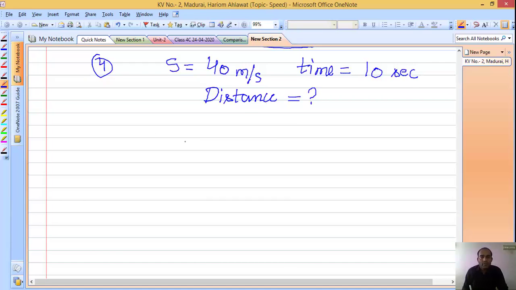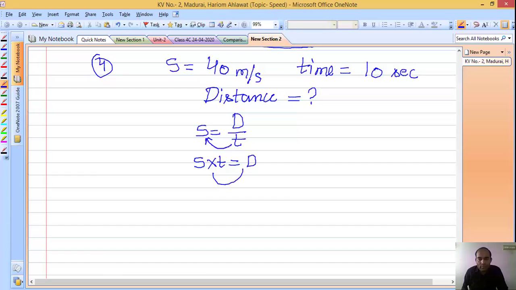Okay, we know the formula of distance also, but sir, I remember only the speed formula. Okay, speed equals to distance upon time. But this time we don't need to find out the speed because the speed is given to us, 40 meter per second. What we need to find out is the distance. Okay, so time will go there, and when it crosses the equals sign, the division will change into multiplication. So speed into time equals to distance.